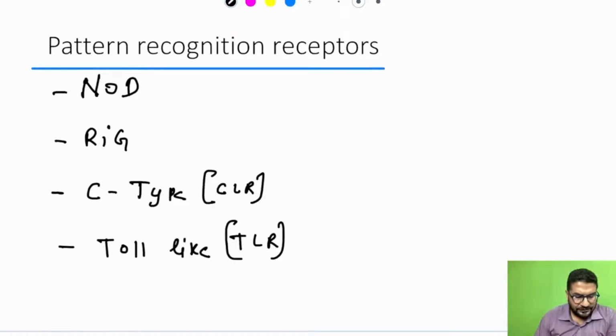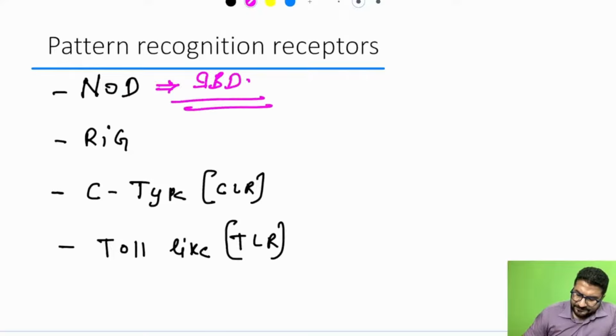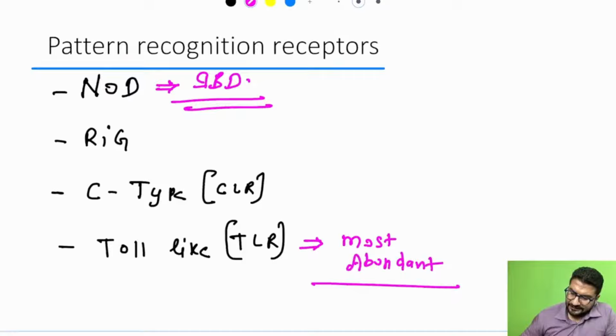Now what type of questions do they ask you? They ask you questions on these receptors. Understand this thing. NOD receptor mutation you will see in IBD, inflammatory bowel disease. The most abundant receptors are toll-like receptors.